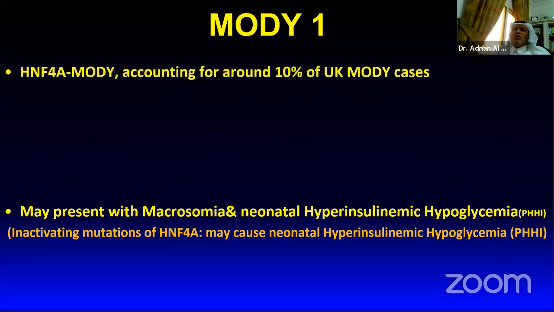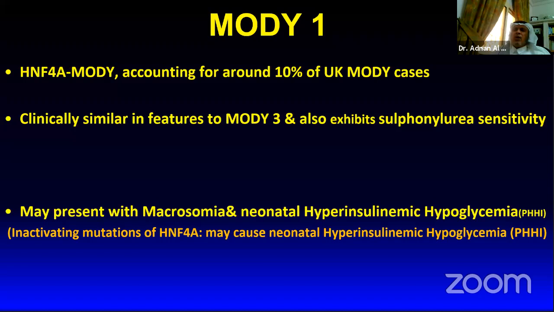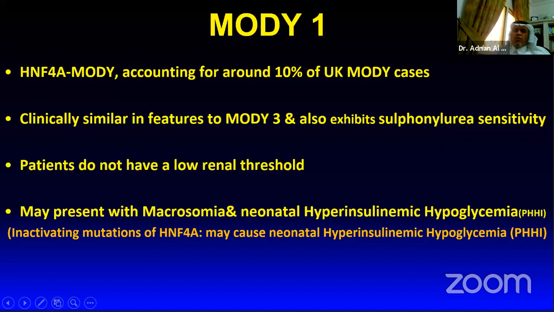MODY1 is the second commonest, and they will also present with hyperglycemia, and they respond well to sulfonylurea. Initially, they can develop macrosomia and neonatal hyperinsulinemic hypoglycemia, and the main cause is an inactivating mutation of the hepatocyte nuclear factor 4 alpha gene.